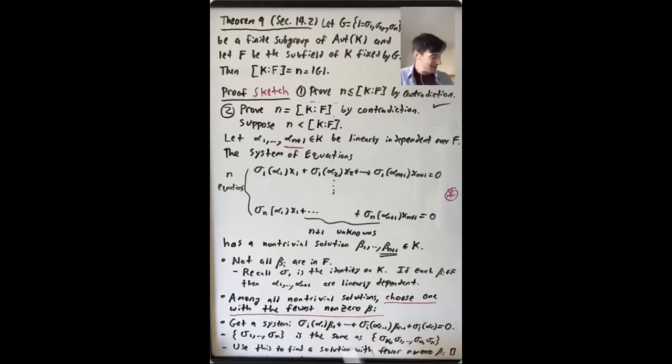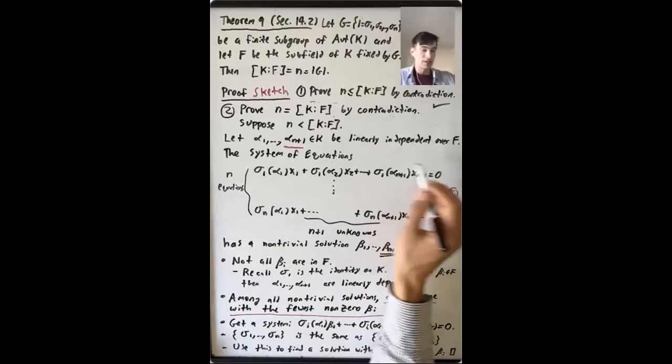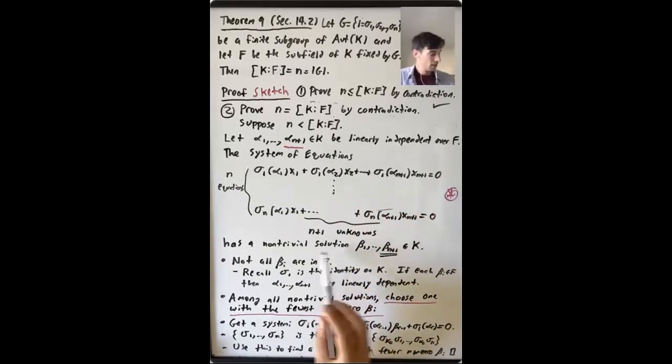You want to use this in some way along with this system to find a contradiction, where we're going to get a solution to this system, a non-trivial solution beta 1 up through beta n plus 1, that has fewer than r non-zero beta i's. So there's definitely something to do here, but I've sketched at least the big inputs that go into the proof.